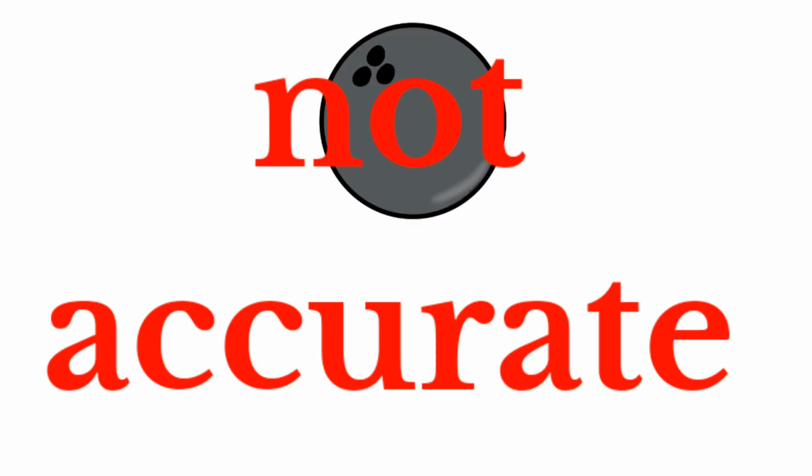So take this bowling ball for example. It might look nice, but this is not accurate. There's no way a bowling ball will move like this. Because as I said earlier, we have to pay attention to the weight of the object. A bowling ball is heavy, so it will move like it's heavy.